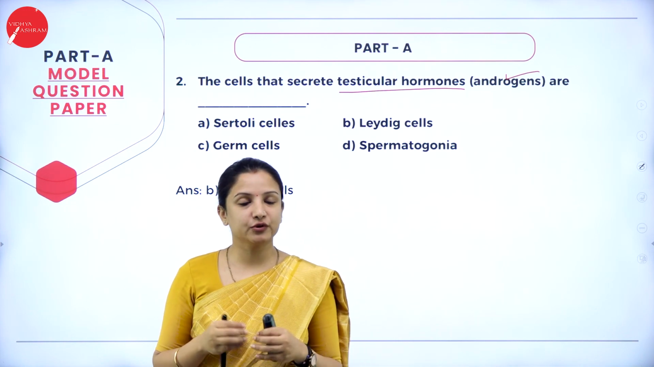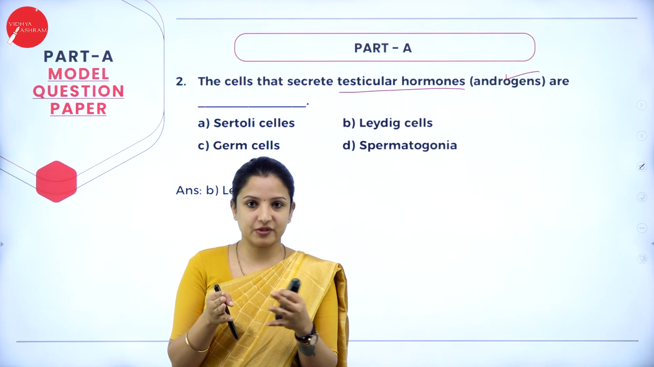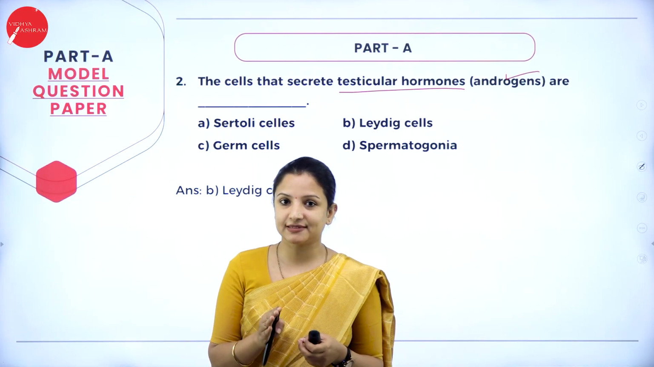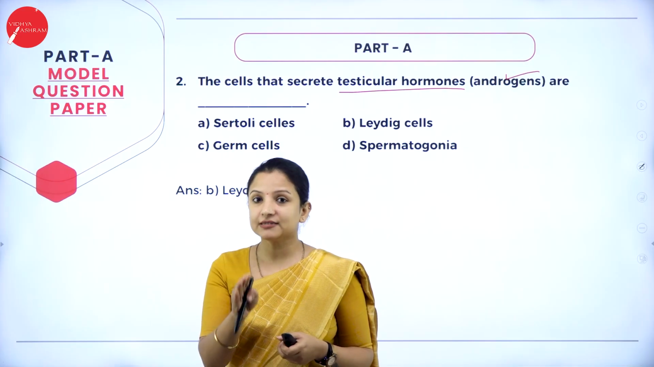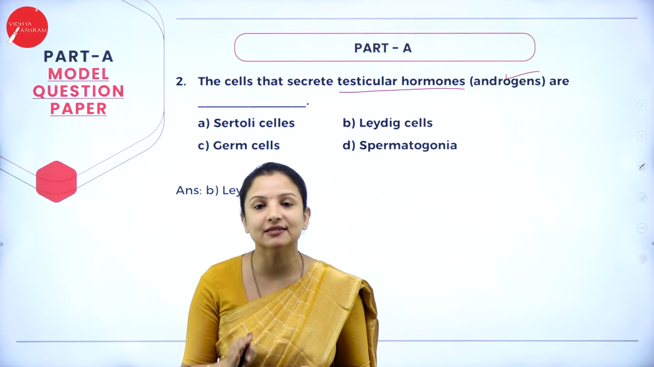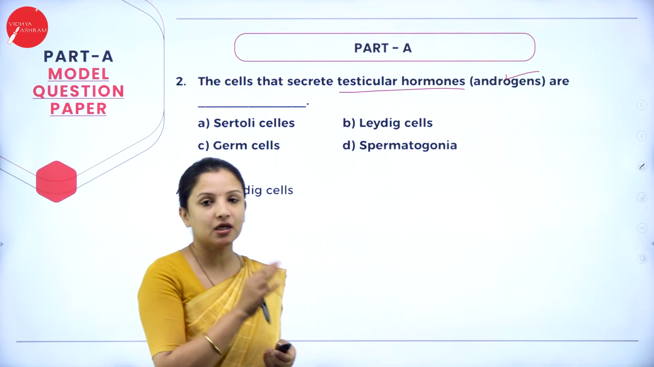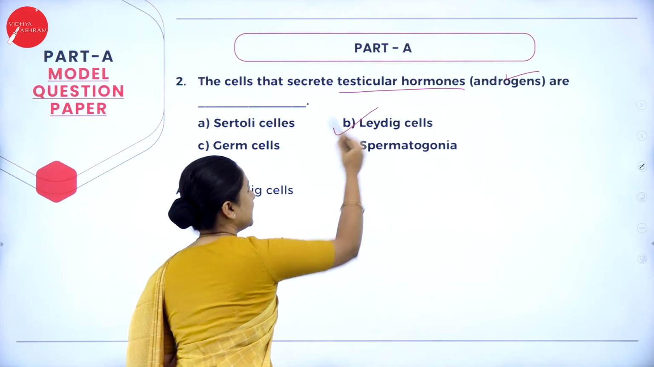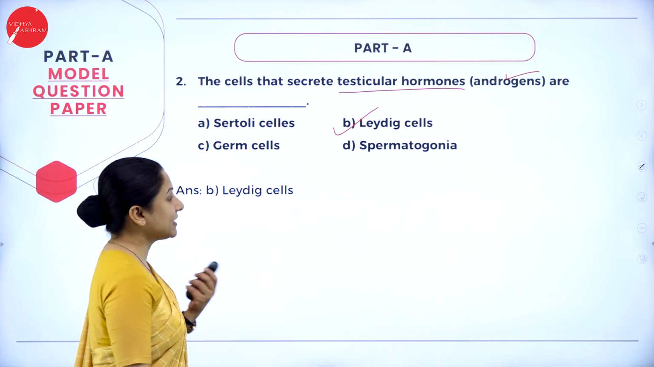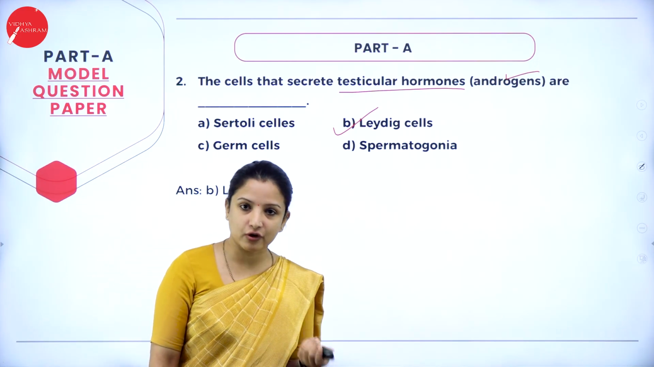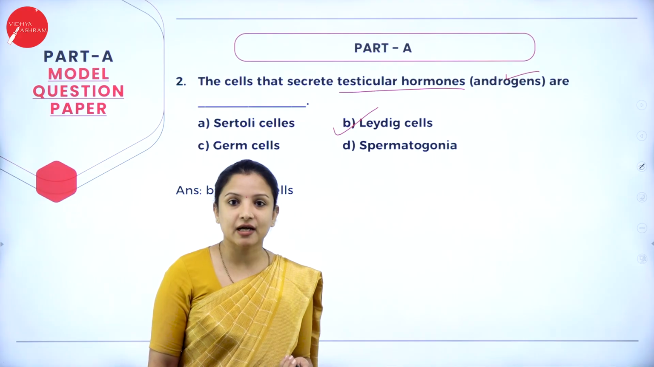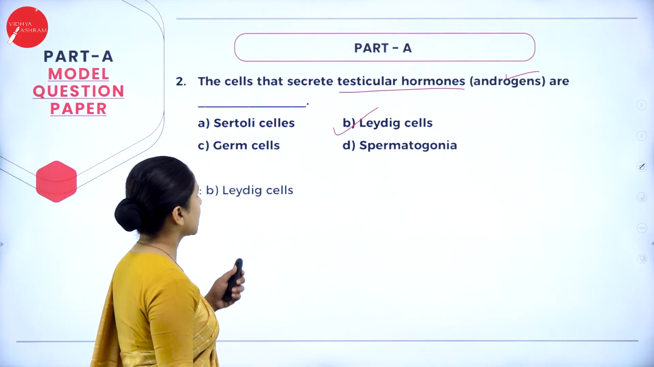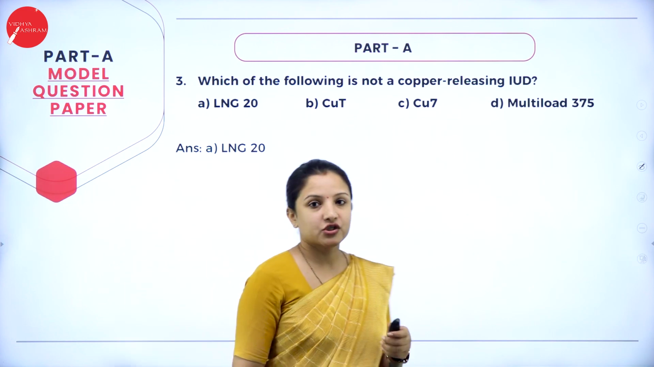These seminiferous tubules, outside the seminiferous tubules, in between the coils, they have some cells which are called as interstitial cells or Leydig cells. And these Leydig cells or interstitial cells are the ones which actually produce the hormone, that is testosterone. So therefore, the right answer is Leydig cells. So if they give interstitial cells as the option also, do not get confused. That's also the right answer because Leydig cells are also called as interstitial cells. Okay. Next, the third question.